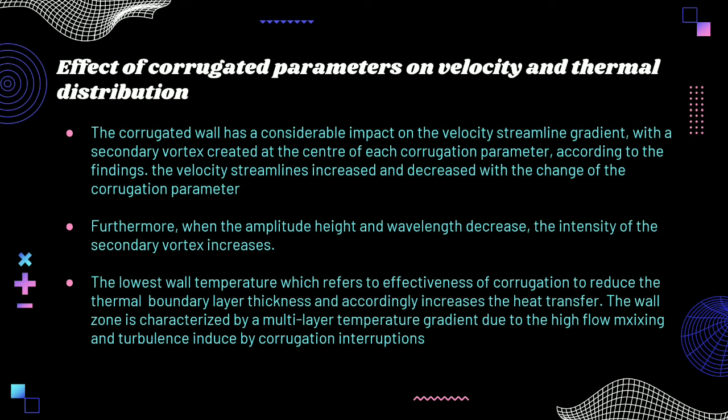The lowest wall temperature refers to the effectiveness of the corrugation in reducing the thermal boundary layer thickness and accordingly increasing the heat transfer. The wall zone is characterized by a multi-layer temperature gradient due to the high flow mixing and turbulence induced by the corrugation interruptions.